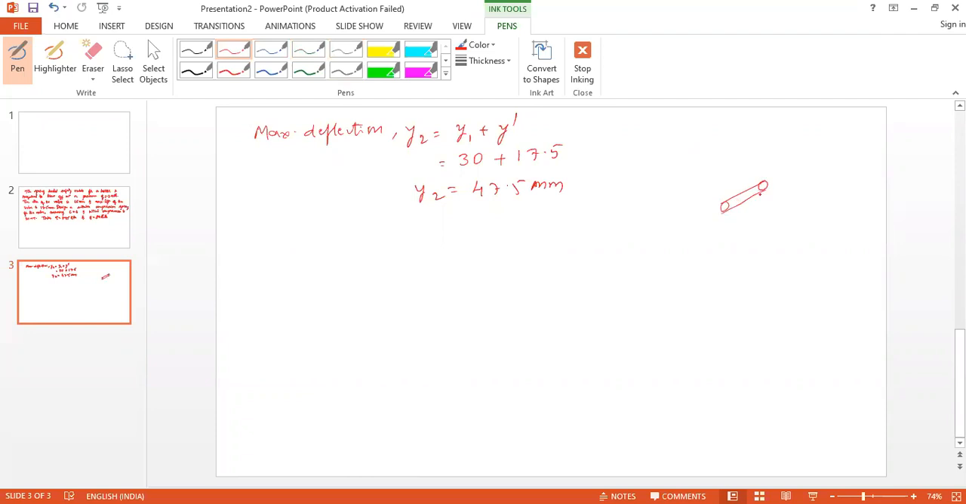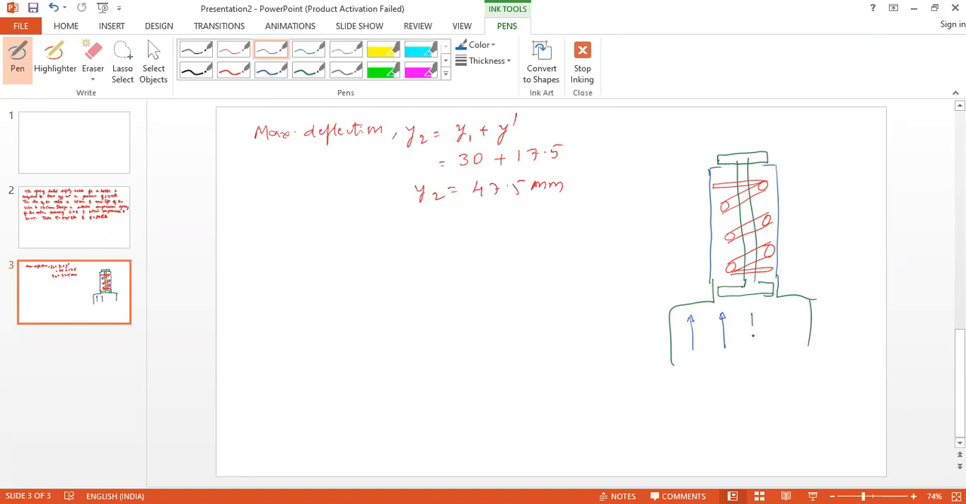You can consider this as a spring. This is a spring, and it is placed in a housing, and then this is the plug, and here the pressure is there. It is a boiler, so there will be a pressure.